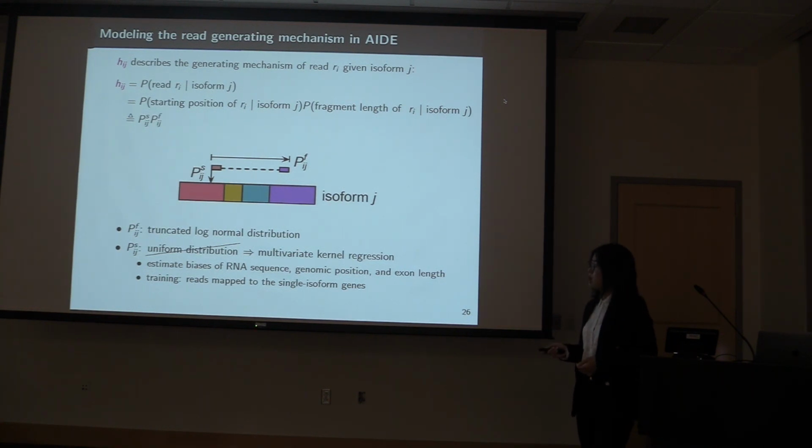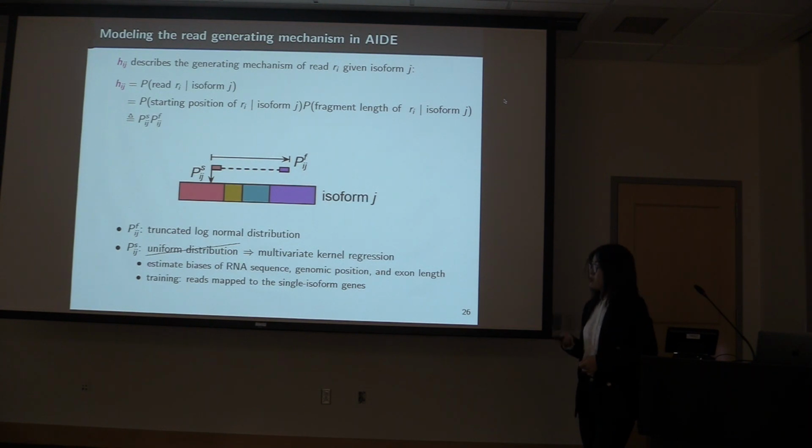In order to train this model, we collect the RNA-seq reads that map to genes with a single isoform in the annotation, because the isoform origins are given in those cases. With the trained model, we apply it to the remaining RNA-seq reads to calculate Hij's for every combination of indices I and J. This completes the main component of the AIDS model.